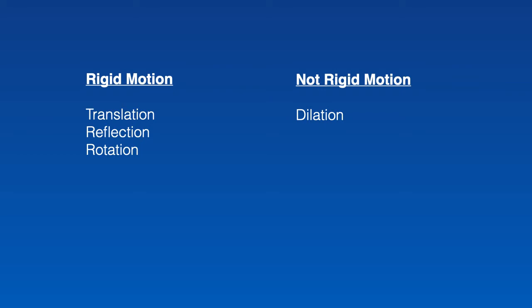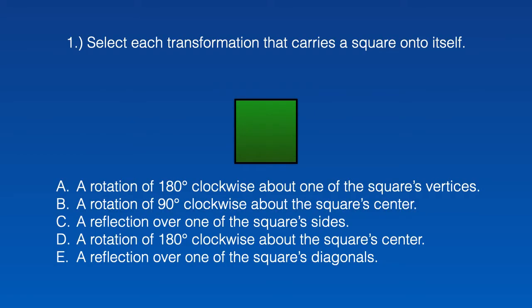Alright, so now that we've looked at that, let's look at some of the questions that are similar to what's going to be on the exam. Here's our first question. It says select each transformation that carries a square onto itself. That means select each transformation that will make the square look exactly the way it looks right now.